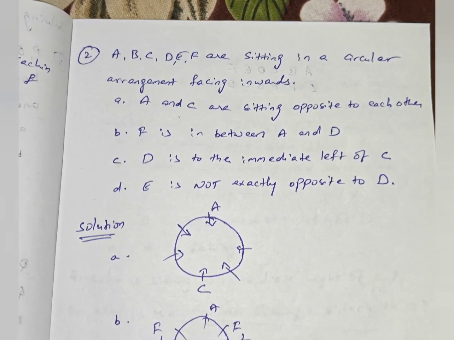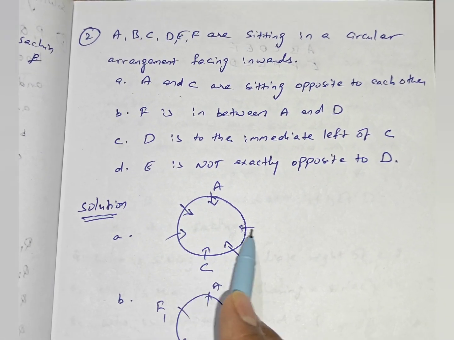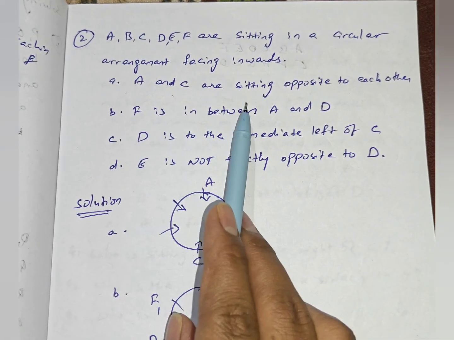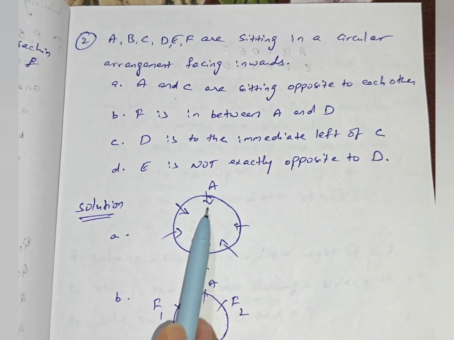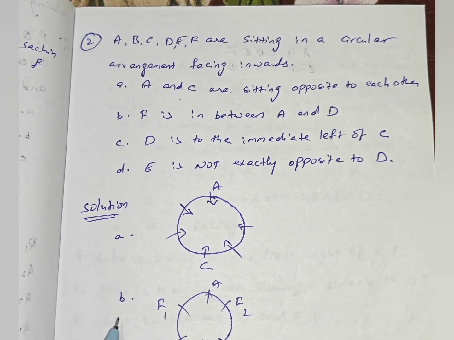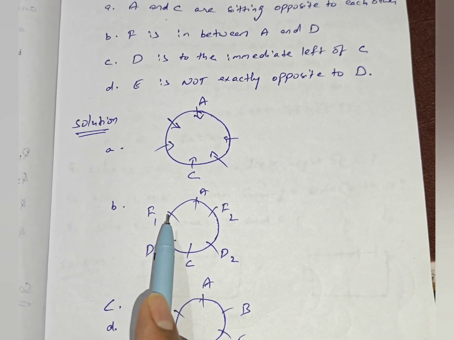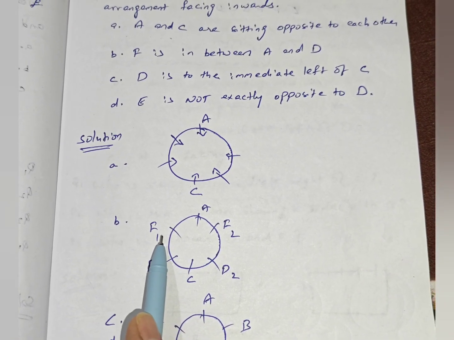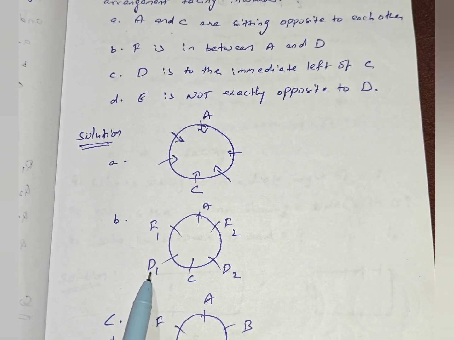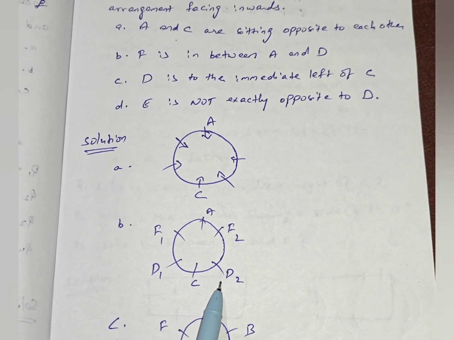Now finding the solution, let us draw an arrangement with all 6 facing towards the inside. With the statement A and C are sitting opposite to each other, let us assume A and C are sitting in this way. Now with statement B, F is in between A and D. Suppose F is sitting here, then D should come here, and if F is sitting here, D should come here. There are two possible solutions.